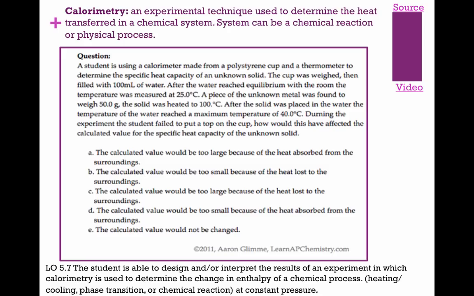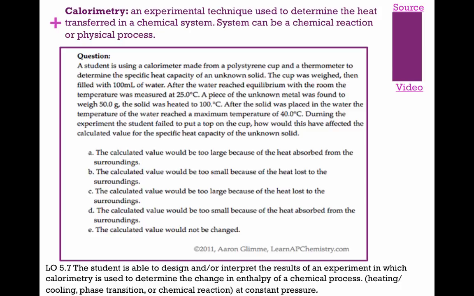So here's an example. A student is using a calorimeter made from a cup and a thermometer. Cup was weighed, filled with 100 milliliters of water. After the water reached equilibrium, it was 25, and then you put a metal in. After the solid was placed in the water, the temperature of the water reached a maximum temperature of 40 degrees Celsius. During the experiment, the student failed to put a top on the cup. How would this have affected the calculated value for the specific heat capacity of the unknown?